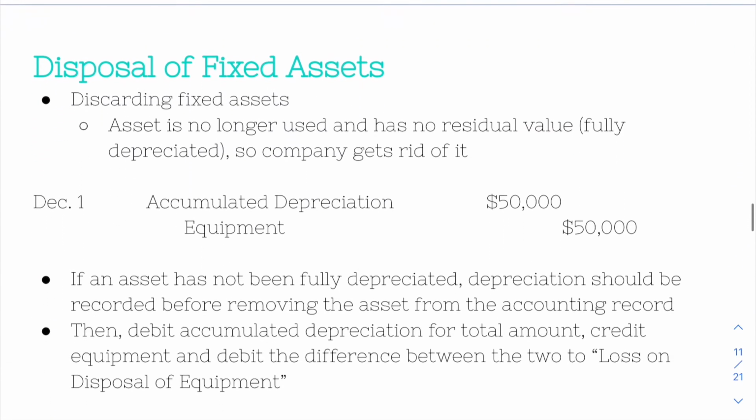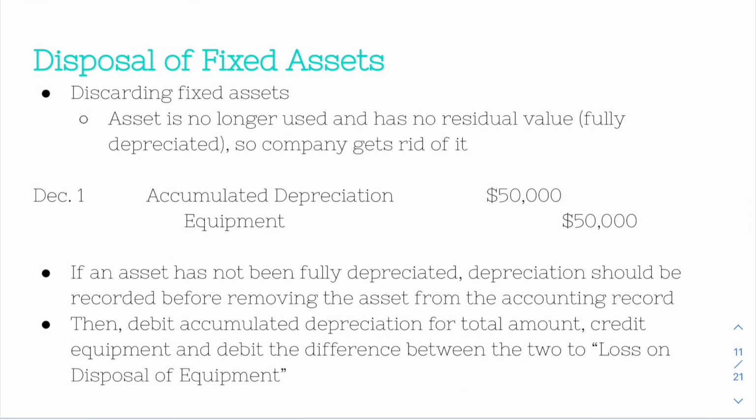Now we're going to cover the disposal and sale of fixed assets. So first, starting with just discarding fixed assets. If you're discarding a fixed asset, it means the asset is no longer used and it has no residual value, so it's fully depreciated. There's nothing else to it, it's no longer used, it's not worth anything, so you are just getting rid of it.